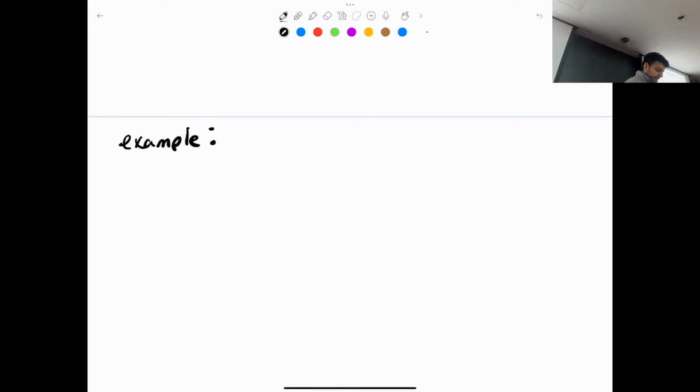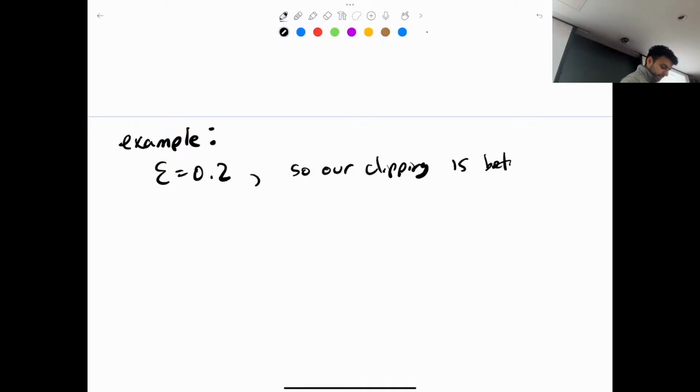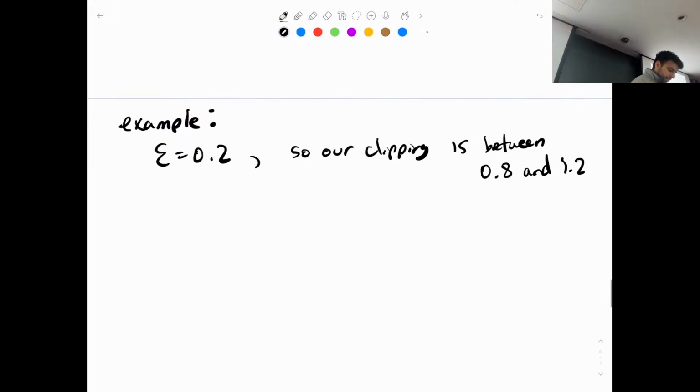So let's say that I set this epsilon to 0.2. So our clipping is between 0.8 and 1.2. So we're going to clip our policy ratio to fall between this range whenever it exceeds it. All right, so let's take a look at some cases where the advantage at a particular token is positive, meaning this is a good token that we want to increase the probability of.